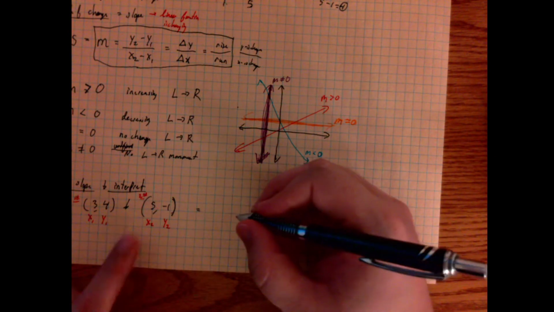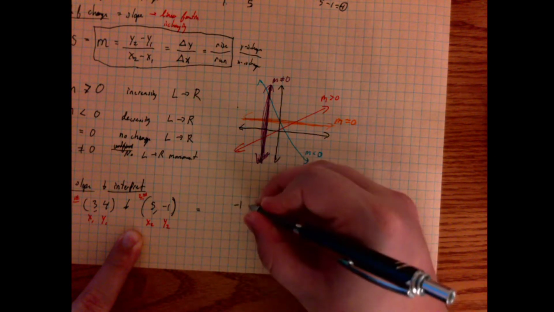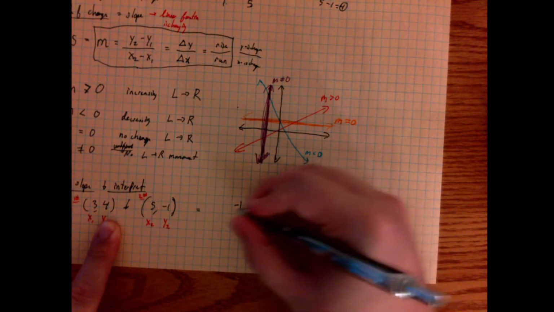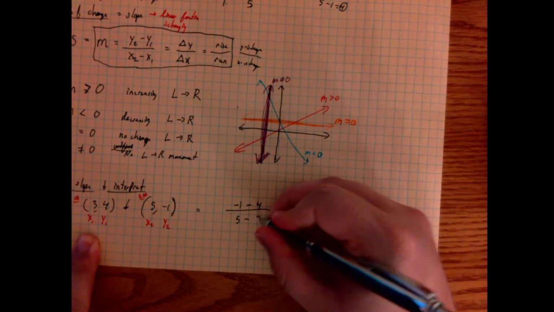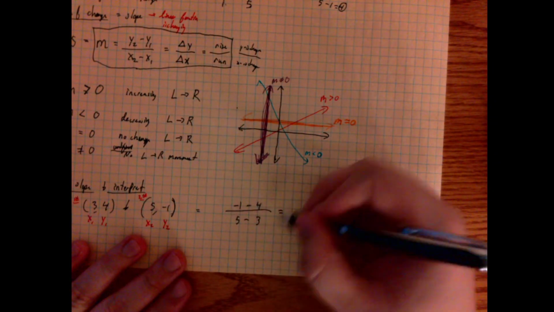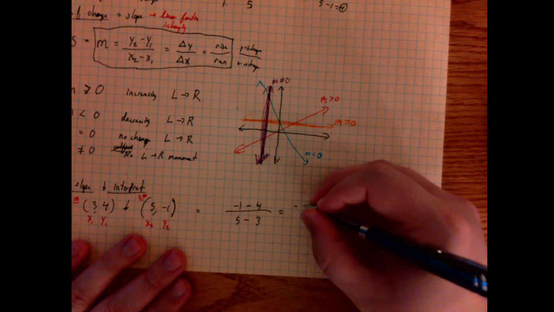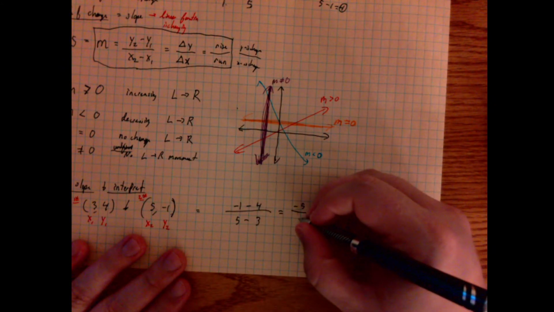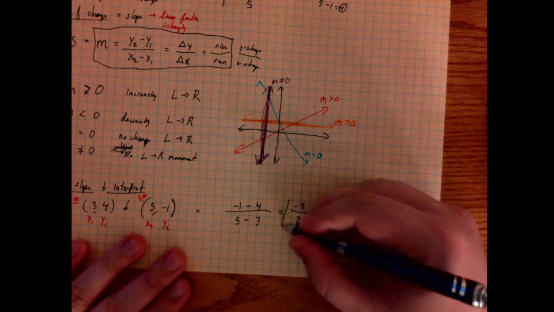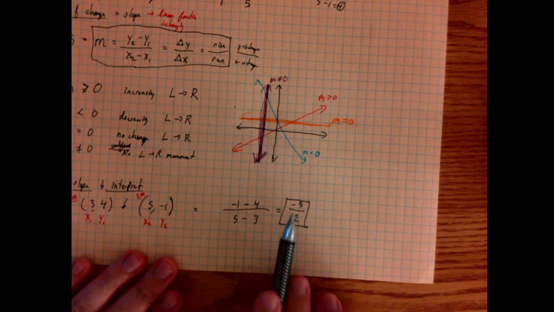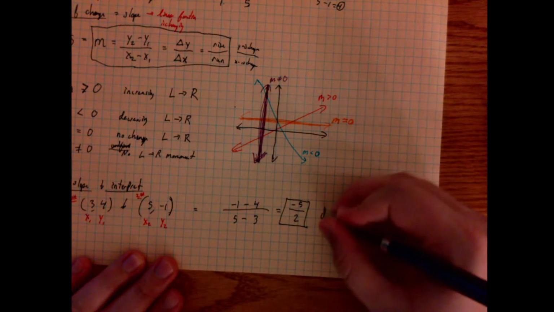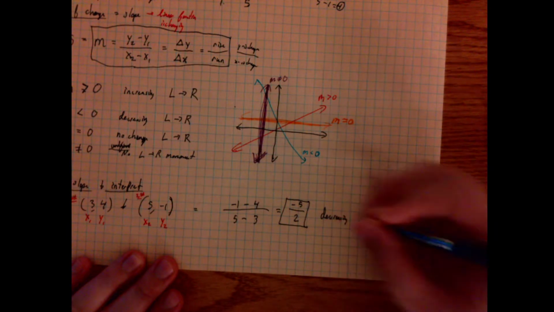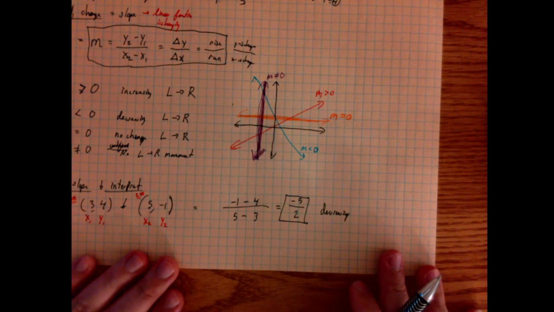So let's do it. I do y2 minus y1 over x2 minus x1. And then I simplify using order of operations. -1 minus 4 would be -5. 5 minus 3 would be 2. And this is considered to be my slope. Now, because the slope is negative overall, this would tell me that this is a decreasing function, or a decreasing line. The slope is negative.